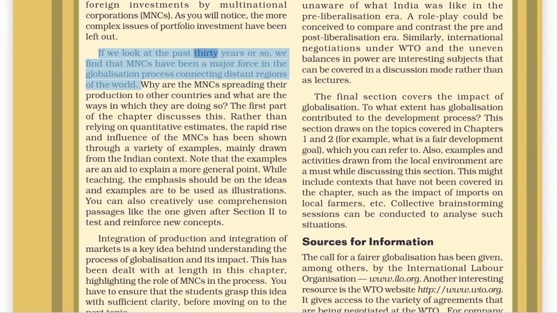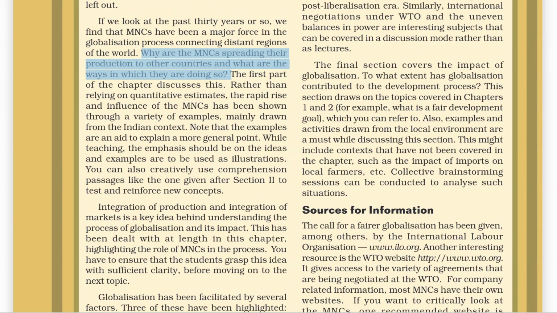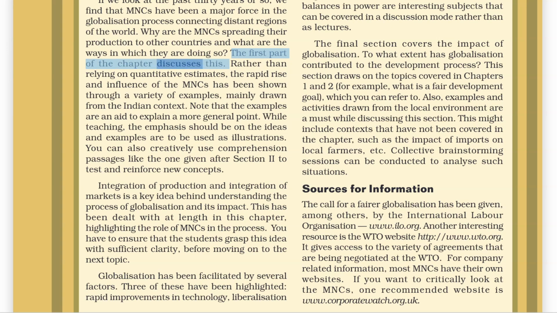If we look at the past 30 years or so, we find that MNCs have been a major force in the globalization process connecting distant regions of the world. Why are the MNCs spreading their production to other countries, and what are the ways in which they are doing so? The first part of the chapter discusses this.